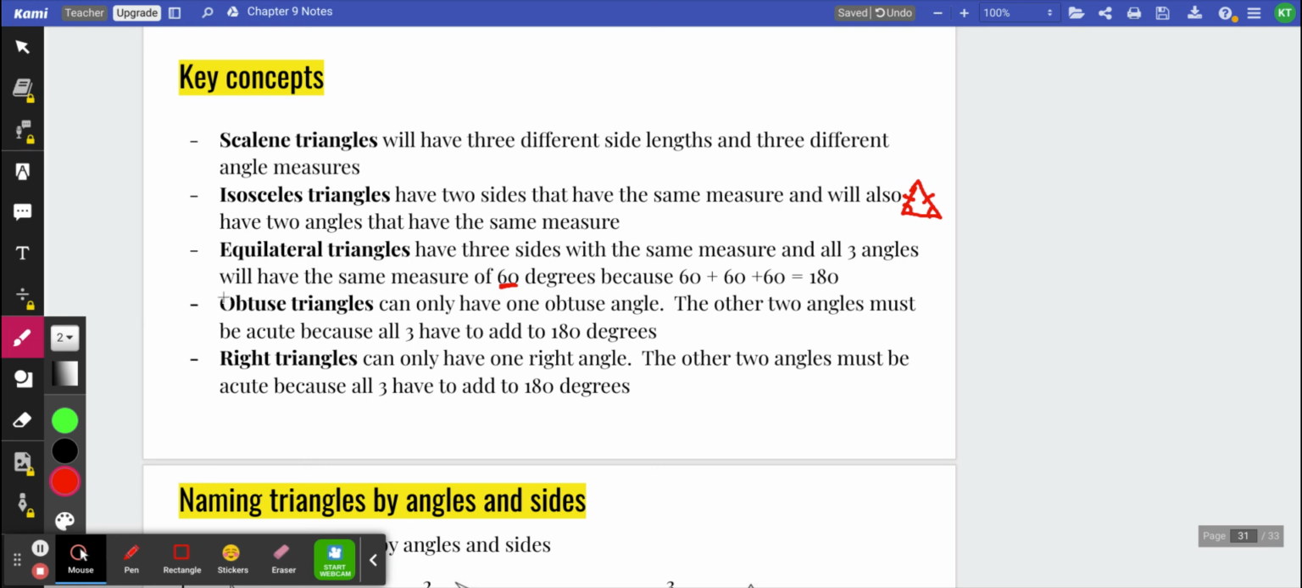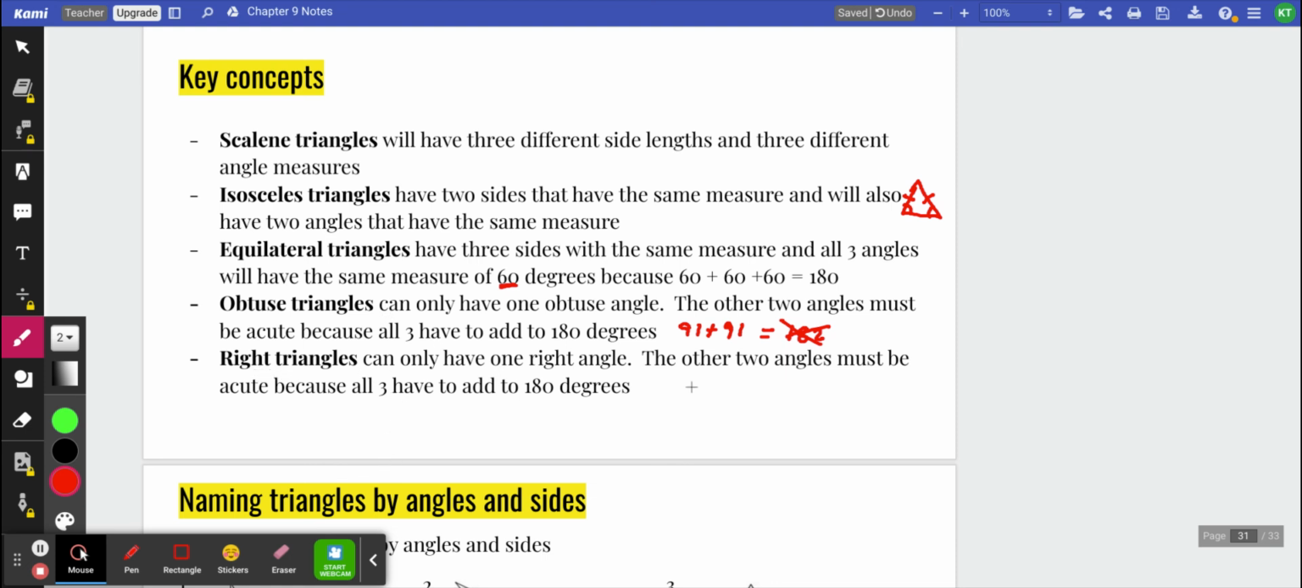Now, this is what I hinted to before. Obtuse triangles can only have one obtuse angle, and the other two must be acute, because all three have to add to 180. So if you think about it, the smallest obtuse angle is 91. So let's say that I had one of the angles that was 91, that's the smallest obtuse, and another one that's the smallest obtuse. This already totals 182, right? And that's more than we have. I have to equal 180, and I still have a third angle that's not there. So you only can have one obtuse angle in a triangle.